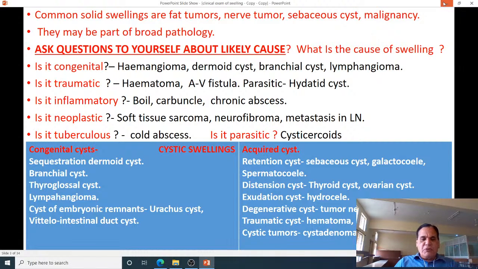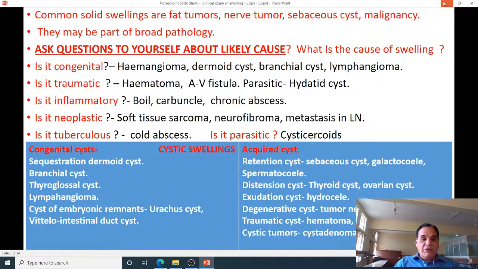The patient is giving a history of parasitic infection. That means he is a shepherd, and a lump in the abdomen. What do you think of? Hydatid cyst. Okay, by asking questions yourself, you are coming nearer to the answer. Is it inflammatory? The patient has a high grade fever and swelling. Then what is it? It is either a boil, or a carbuncle, or if a low grade fever, it is a chronic abscess. See, by asking yourself you are getting the answer.